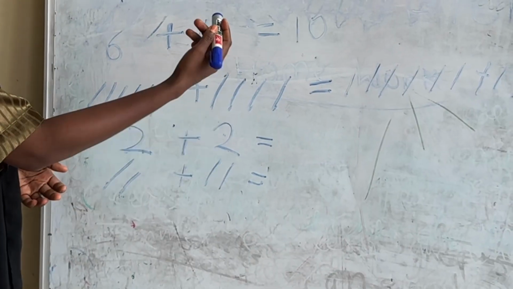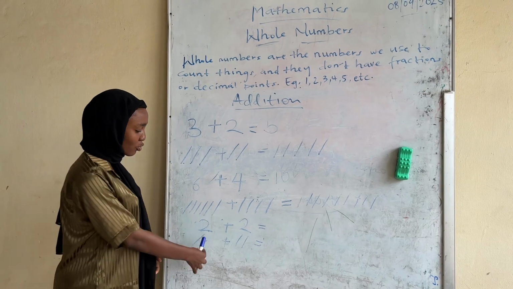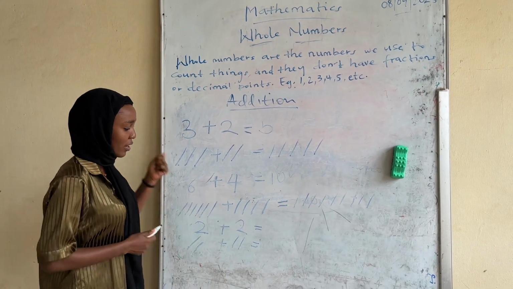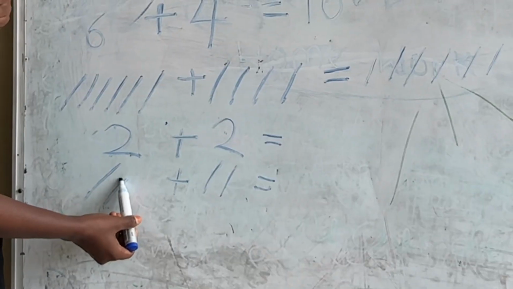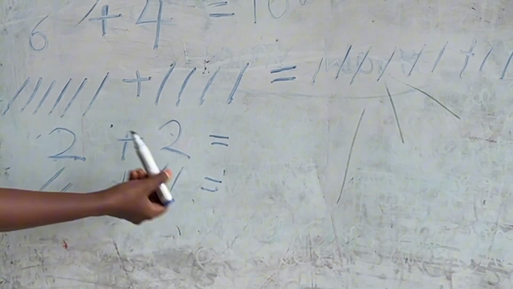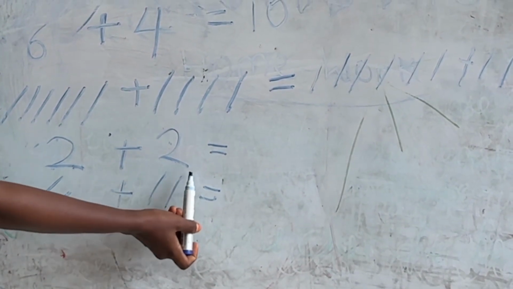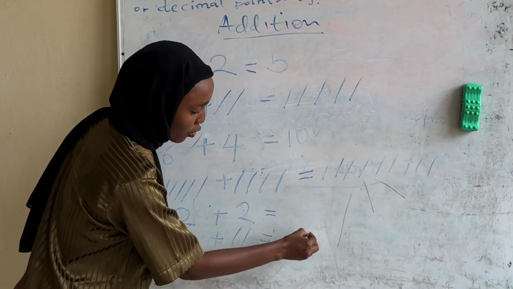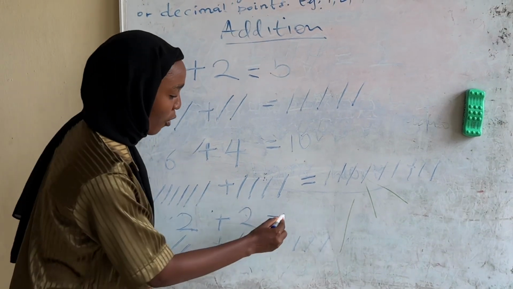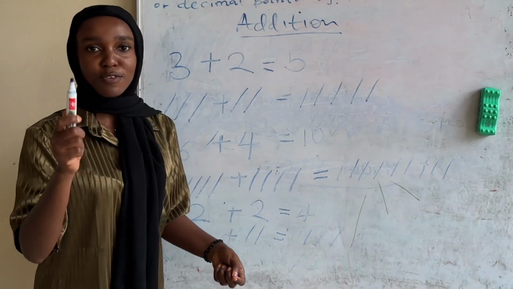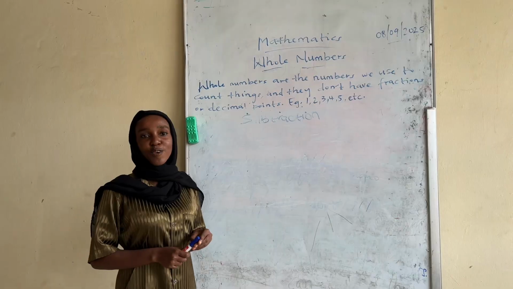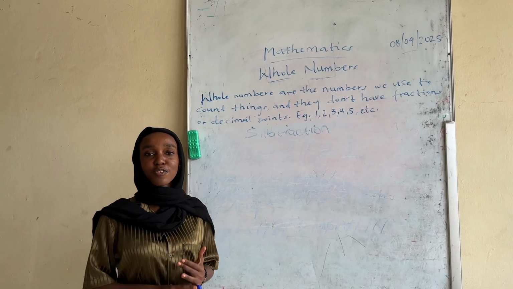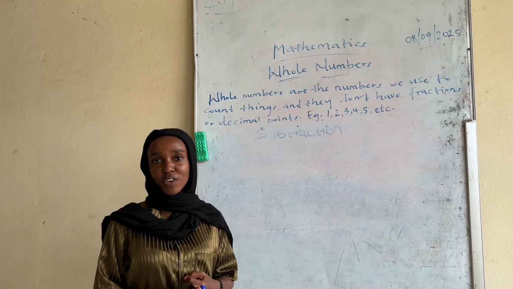2 plus 2. So we are going to be adding 2 strokes plus 2 strokes to get a total number of strokes. Let's count. 1, 2 plus 1, 2. 1, 2, 3, 4. So our total number of strokes is 4. So put 4 strokes here and write the number 4 here. And always remember that number 4 is a whole number.